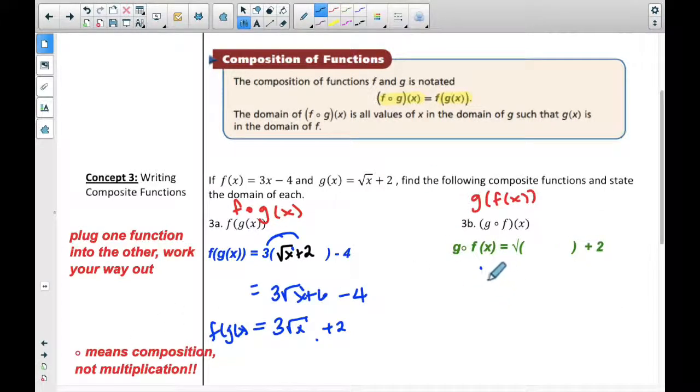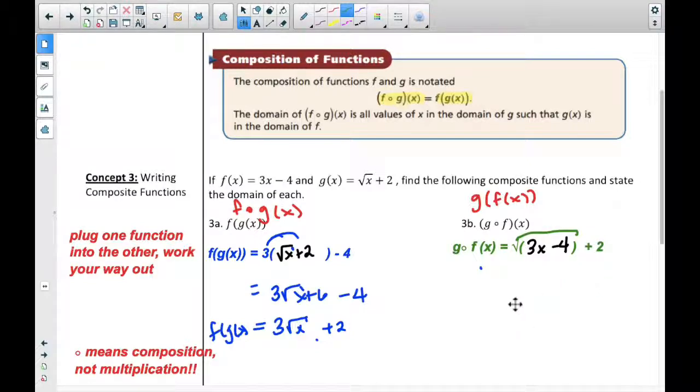All right, so on this example, I have f of x on the inside. The innermost part is f of x. So I'm going to take whatever that is and plug it into g of x. So here's my g of x function. I need to plug in this f of x, this 3x minus 4, into that function. And this square root sign should go over that whole thing up to 3x minus 4.